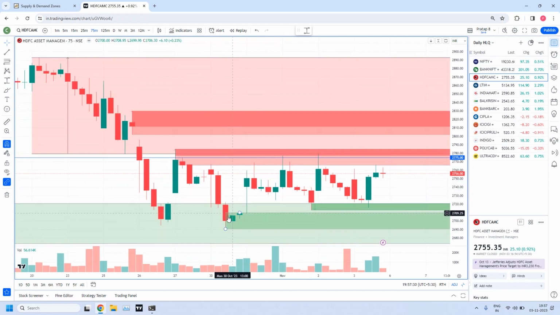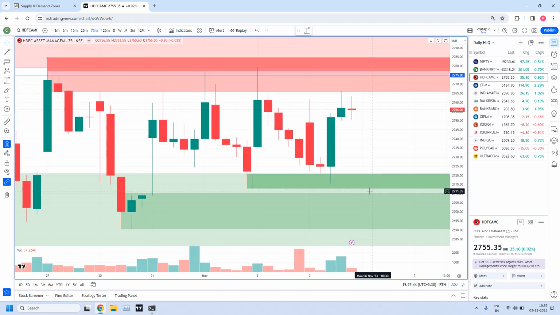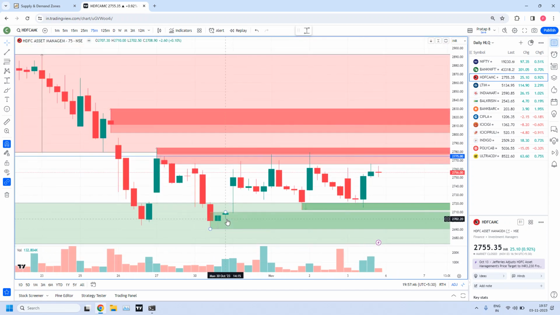See here, this is a fresh zone. Drop, base, a rally candle. And price did not reach into this zone so far. That's why it is a fresh zone. So you can fine tune this 75 minutes. You can go to 15 minutes or 5 minutes. You can fine tune this 75 minute zone to minimize the risk.